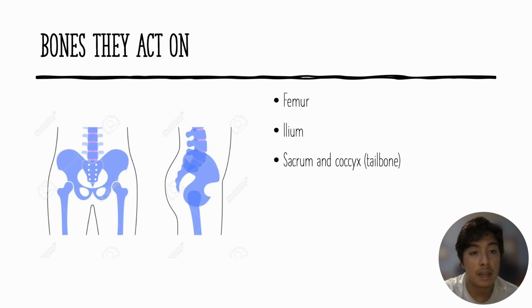The bones that the glutes act on are the femur, the ilium, and the sacrum and coccyx, otherwise known as the tailbone.